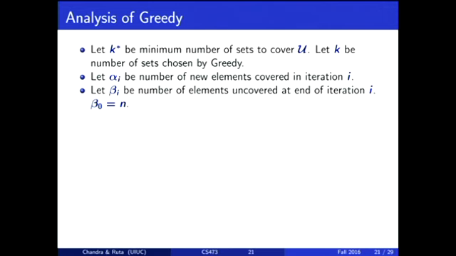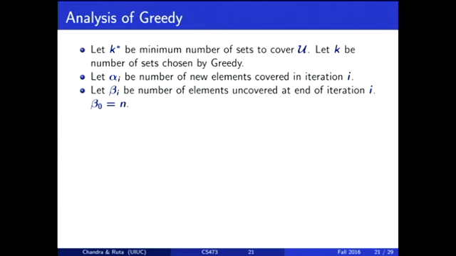And K is the number of sets that the algorithm outputs. How many sets do we output? It's the same as the number of iterations of this algorithm, right? In each iteration, we add one set. So K is the number of iterations before the algorithm finishes everything. We want to understand how big K is compared to K star. In each iteration, we cover some more elements. Alpha i is the number of elements we cover in the ith iteration. And beta i is the number of elements that remain uncovered after we finish iteration i.